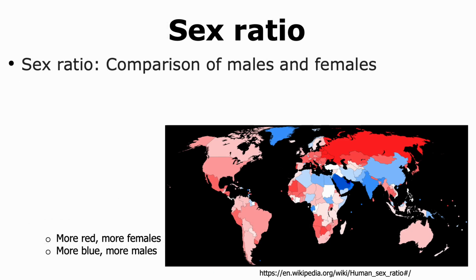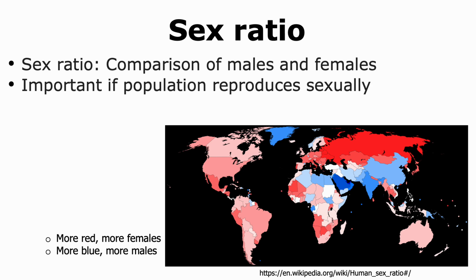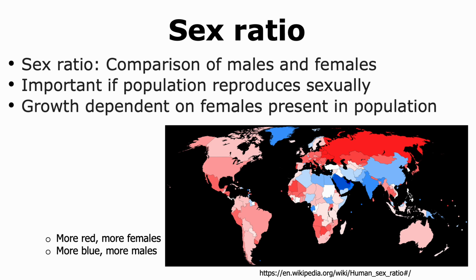Sex ratio is the comparison of the number of males to the number of females present in a population. Sex ratios are important if the population reproduces sexually. Usually, in such scenarios, it is the females who give birth to the offspring. Hence, the growth of the population is dependent on the females that are present in the population. More females usually correlates with more birth and hence more population growth.